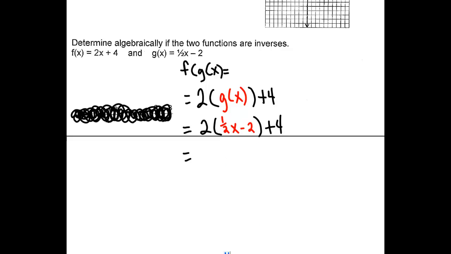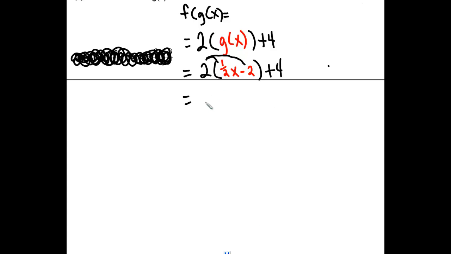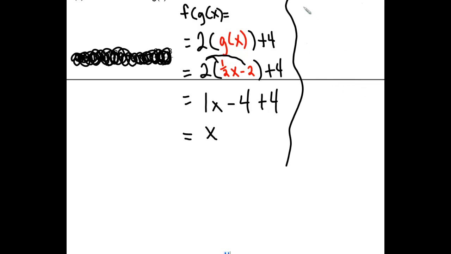Distribute 2 through the parentheses. 2 times a half is 1x. 2 times -2 is -4, and then plus 4. And when we combine like terms, we get x. Because I get x, I need to also check the other one to verify. So this time I'm going to do g of f of x. And everywhere I have an x in g, I'm going to leave a blank. So 1/2 times blank minus 2.